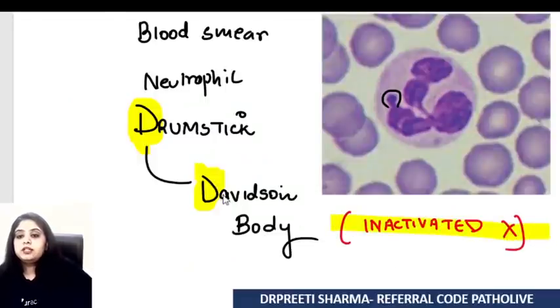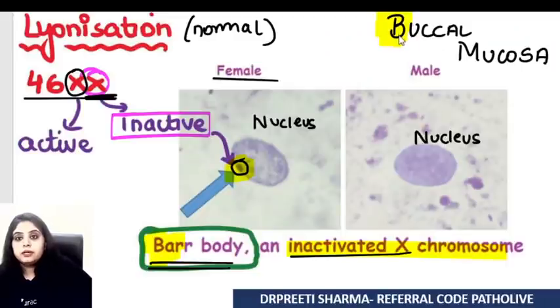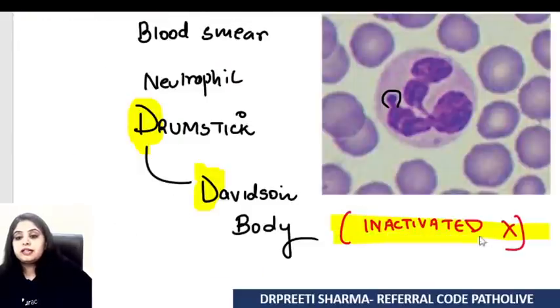For Davidson body, which is the drumstick, I've taken a blood sample and I'm looking at it as a neutrophil. In the Barr body, I've taken a buccal mucosa sample and I'm seeing it over there. So the sample taken from the patient is different, but essentially a Barr body and a Davidson body mean the same, and that is the inactive X chromosome.